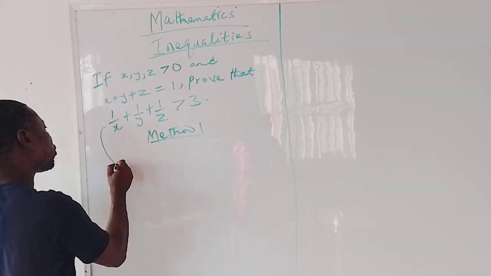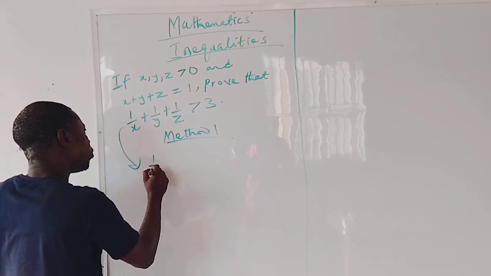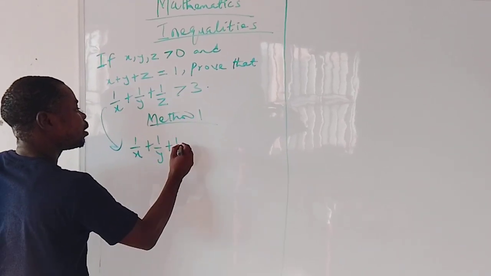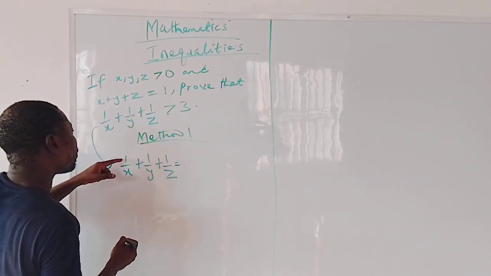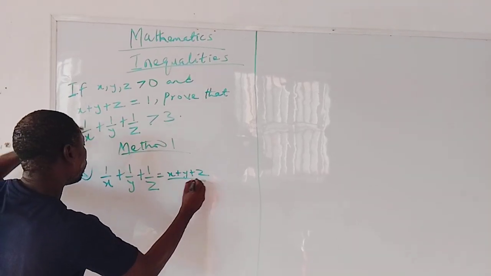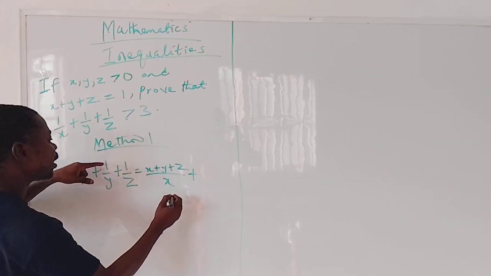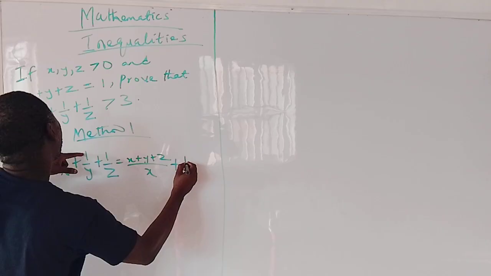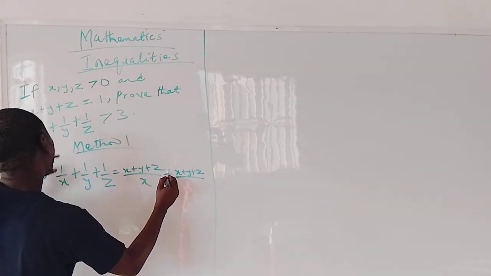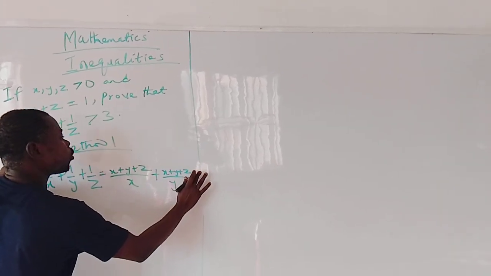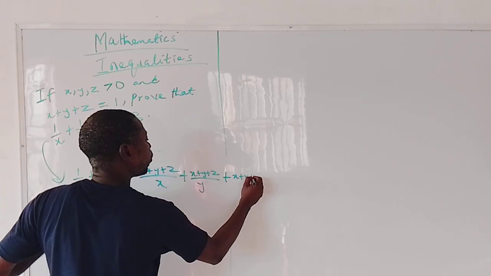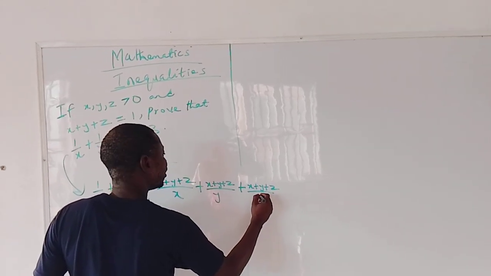So this becomes 1 over x plus 1 over y plus 1 over z is equal to my 1 now is what? X plus y plus z over x plus the second expression 1. My 1 now is what? X plus y plus z over y. Then the last expression, that's plus another one is what? X plus y plus z over z.